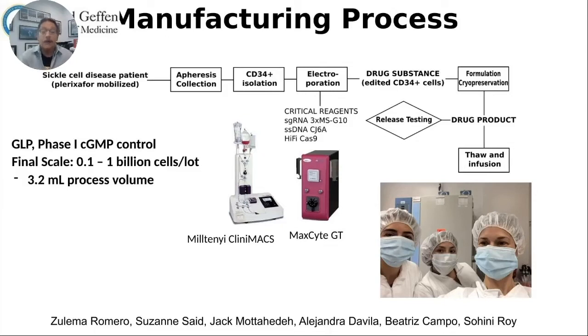And so this manufacturing then has been transferred from the laboratory into the GMP. And Salima Romero and her group, again, led this tech transfer. So now we're editing between 0.1 to 1 billion cells per lot. And we're using the Clinimax to enrich the CD34 cells and the MaxCyte electroporator for our electroporation. And then the drug substance, which are the edited CD34s, is cryopreserved to make the drug product, which is release tested and then can be infused or thawed for infusion.